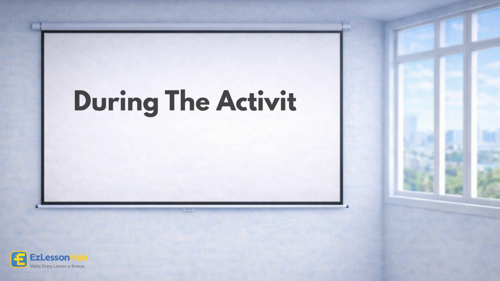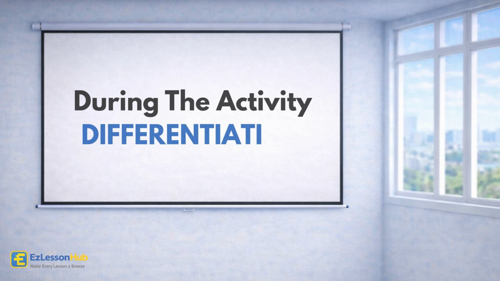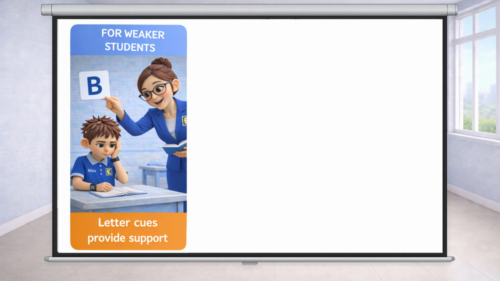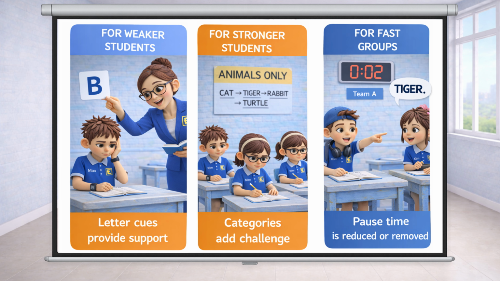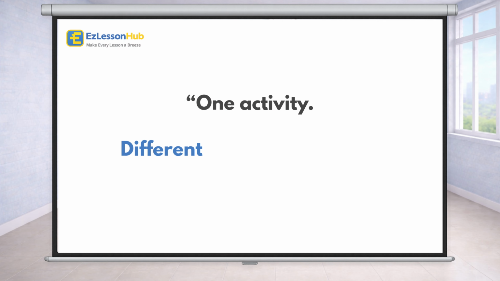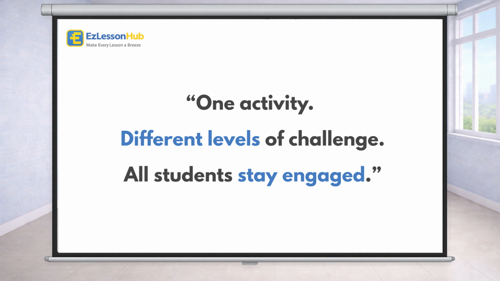The same word chain activity can be used at different levels. The difference lies in how the activity is adjusted. For weaker students, letter cues provide support. For stronger students, categories add challenge. For fast groups, pause time is reduced or removed. One activity, different levels of challenge. All students stay engaged.